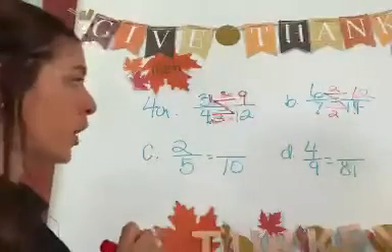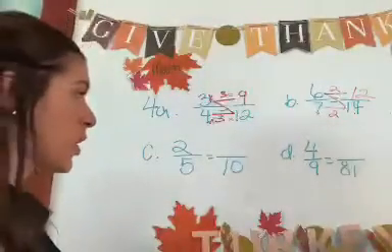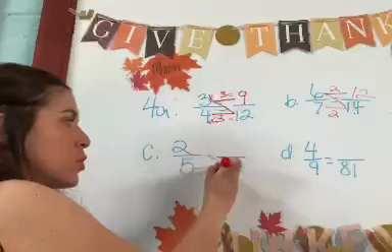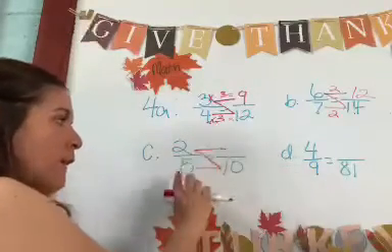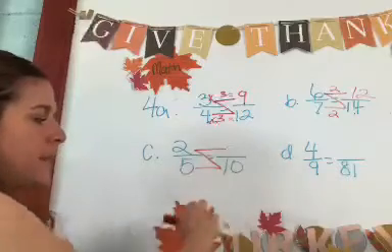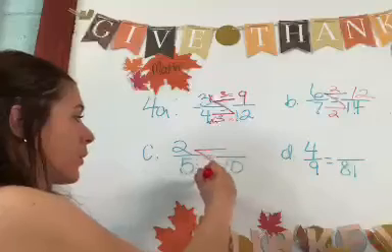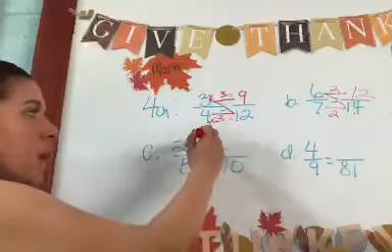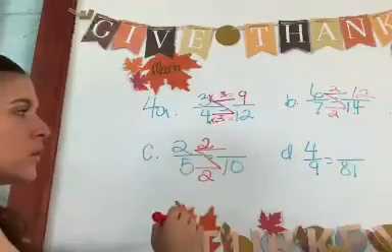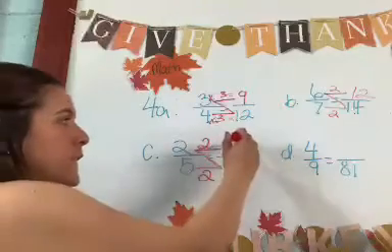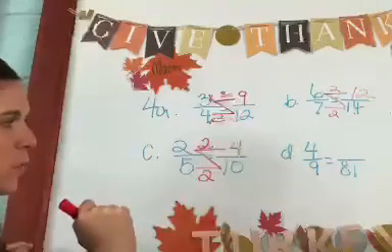I'm going to do 2 more of them for you so that you can understand what I'm talking about. Look, draw your backward Z. 5 times what equals 10? Frankie? 2. So 2 times what? 2 equals what, Danielito? 4. Okay, there's your answer, 4/10.